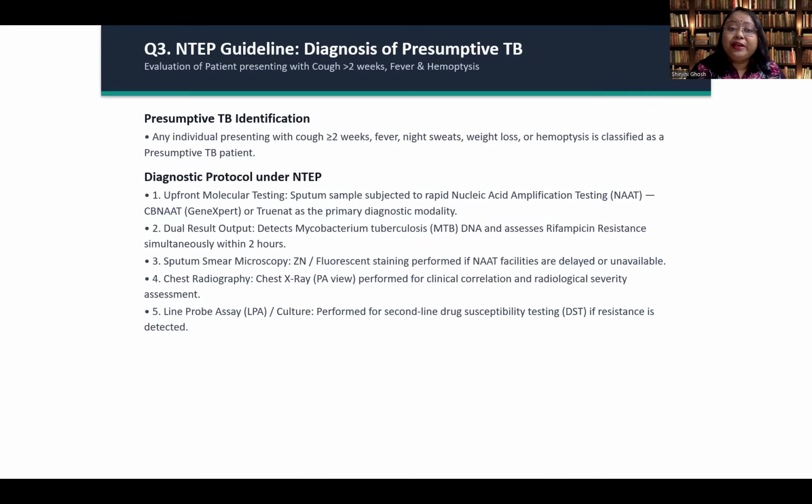You have to read NTEP very well because it is a very important question for your exams. So here in our semester, the question was, how will you diagnose a case presenting with cough more than 2 weeks, fever and hemoptysis according to NTP guideline? So here I must tell you that you should give the algorithmic diagram. Okay, that is a must. You should give it in an algorithm.